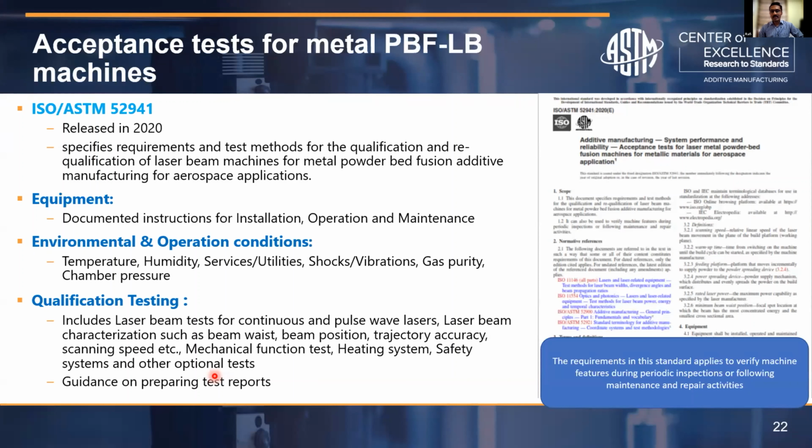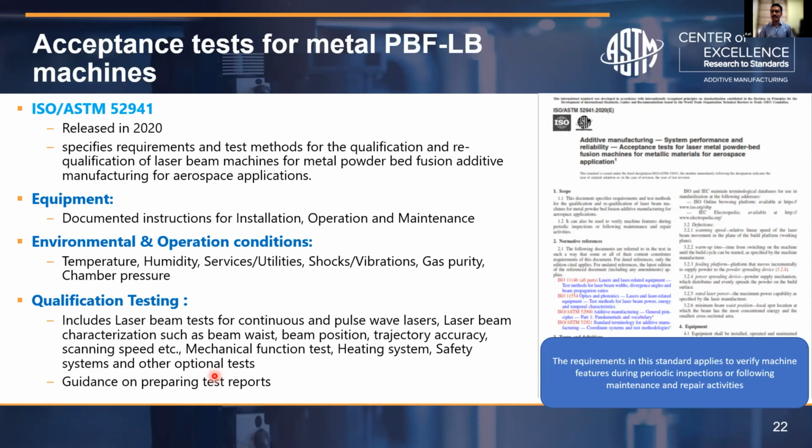So one of the first standards is ISO ASTM 52941. This particular standard is on accepting your metal powder bed fusion machines. So for example, when you purchase a machine from a vendor, before you receive the machine, they need to test that machine in all aspects in their premises. So that's called your factory acceptance test. And similarly, once you receive the machine in your premises, then you have to install the machine, and you have to still check whether your machine is working as per the requirements that you set.